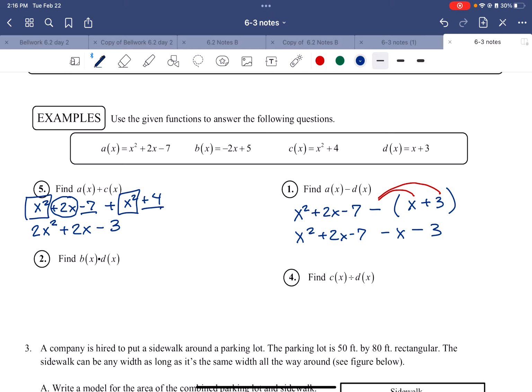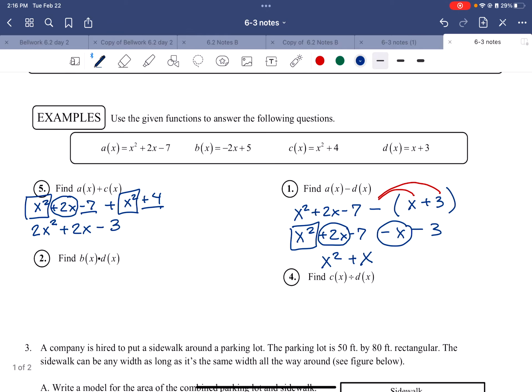Okay, now I can go ahead and combine my terms. I have 1x squared there, and that's the only one, so I'll go ahead and write that one down. Looking for my x terms, I have 2 there and a negative 1 there, so 2 minus 1 is plus 1, so plus 1x, we'll just write it like that. And then looking for our constant terms, we have negative 7 and negative 3, so altogether that is minus 10.